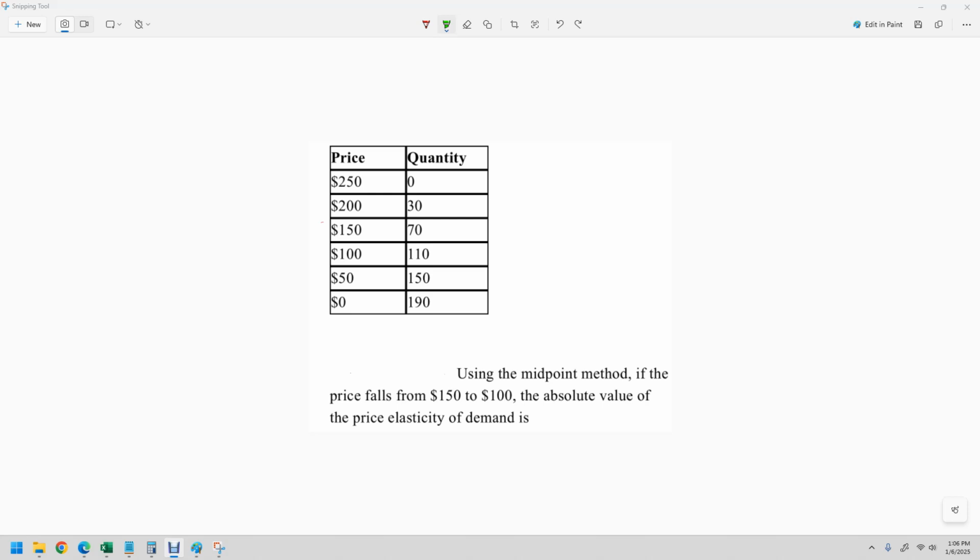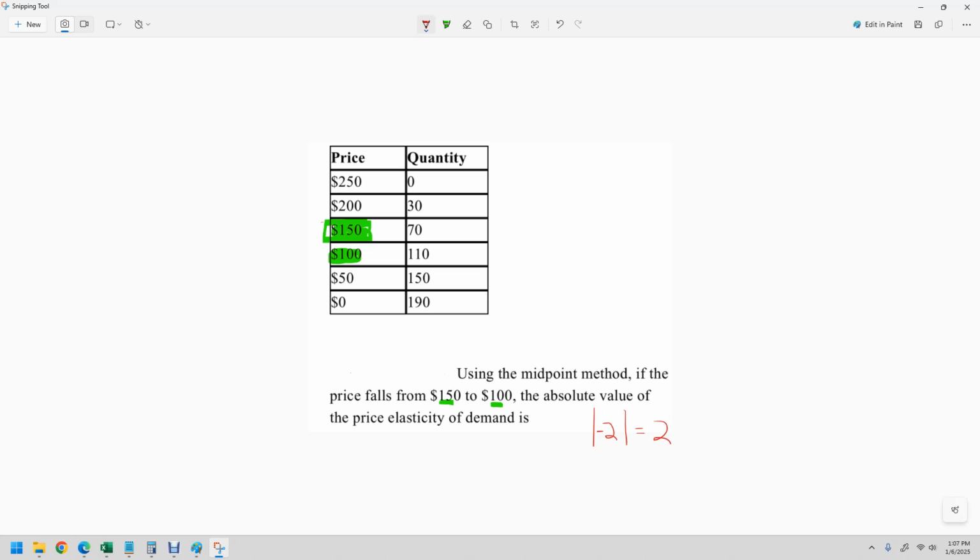In this problem, we're going to calculate price elasticity of demand from $150 down to $100. You could do the same thing with any other price combination, but that's what we're going to do because that's what this problem calls for. Now it's asking for the absolute value, which just means that we're going to report that number as a positive number. Demand elasticities are always negative. So for example, if this was -2, we would just say that that has an elasticity of 2.